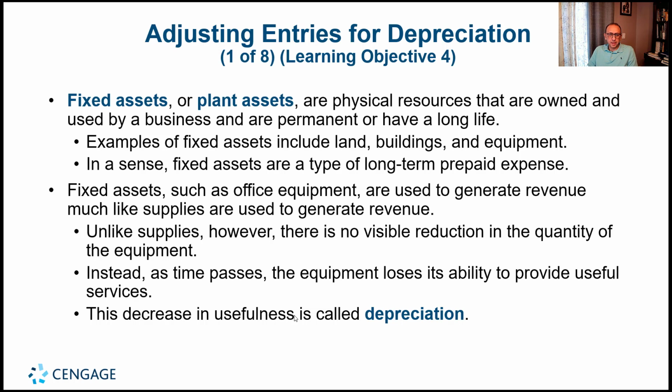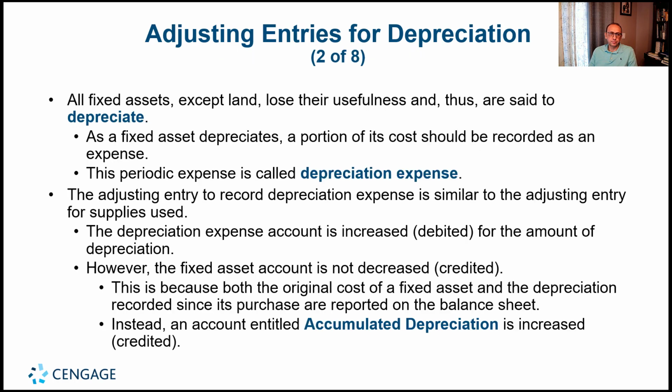So instead, as time passes, the equipment loses its ability to provide useful service. This decrease in usefulness or in the useful life of the asset is called depreciation. So depreciation is the reduction in the value of an asset over its useful life. This is how we're going to think about depreciation for the time being. All fixed assets, except land, and that's very important. Land is the only asset that is not subject to depreciation. But all fixed assets lose their usefulness and therefore are said to depreciate.